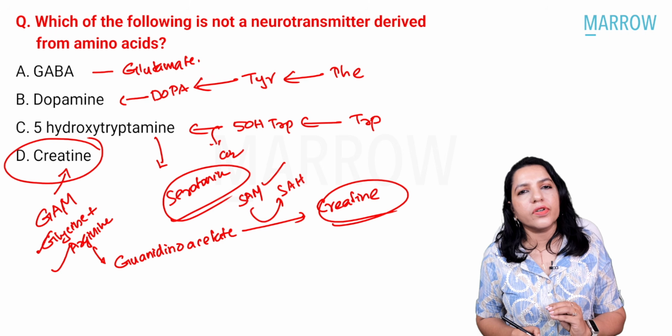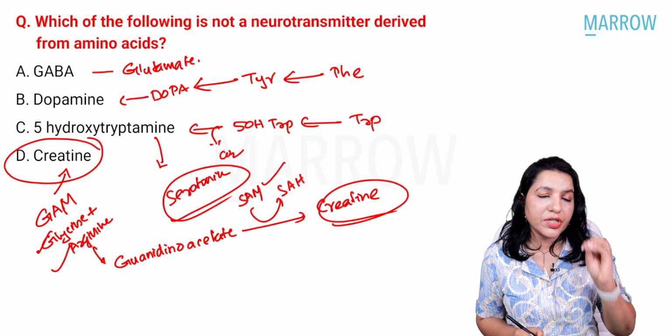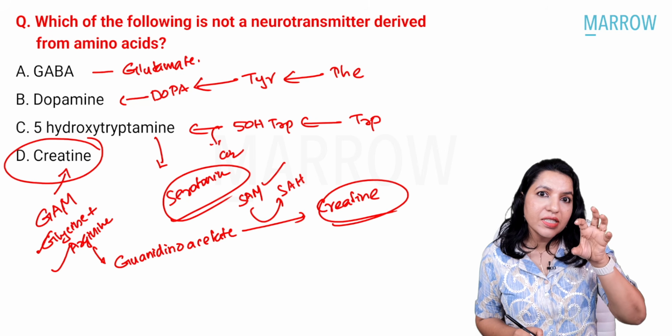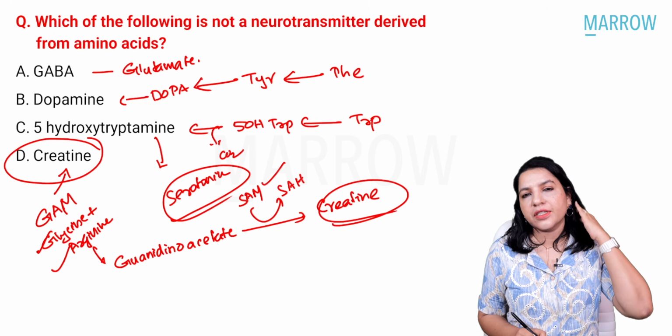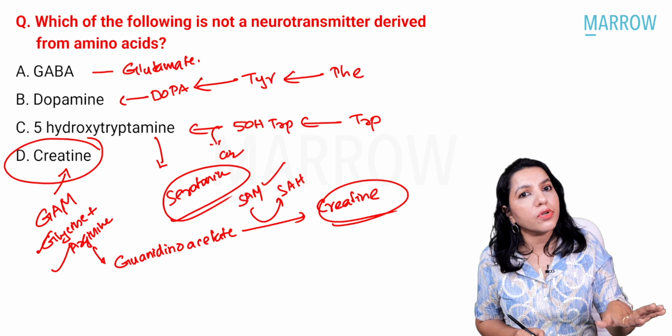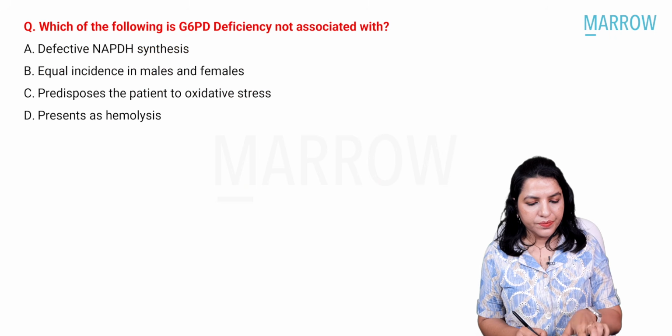What is the role of creatine? Creatine is converted to creatine phosphate. Okay. Now this is an energy source for the muscle. That is the role of creatine. So that is not a neurotransmitter, but it is derived from amino acid.